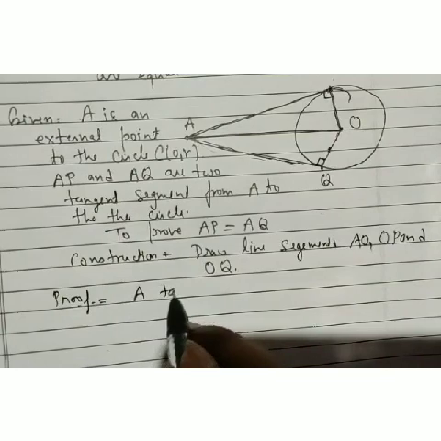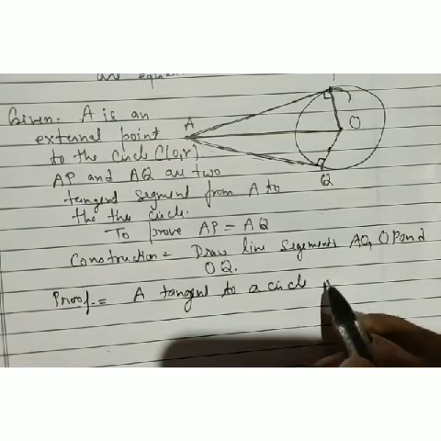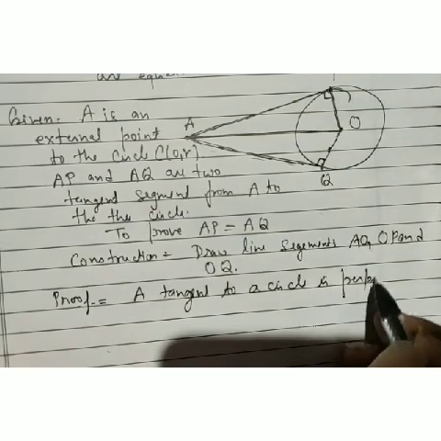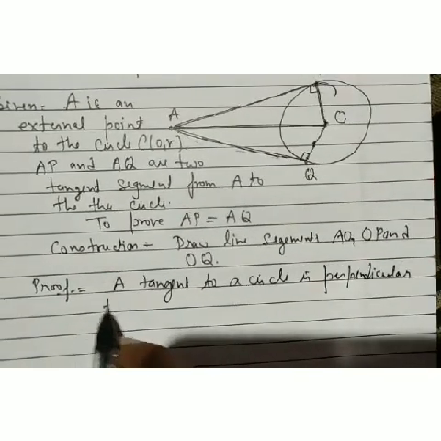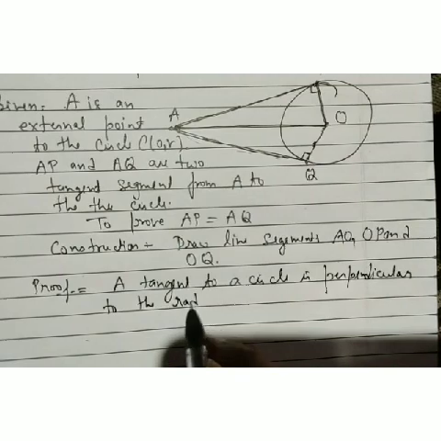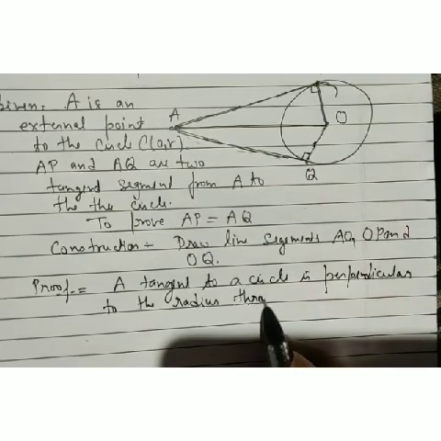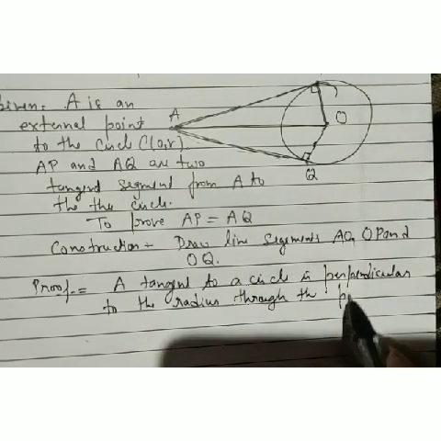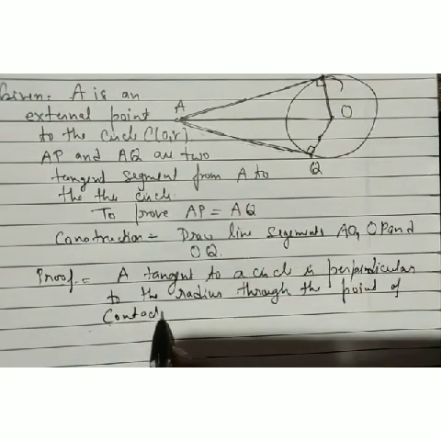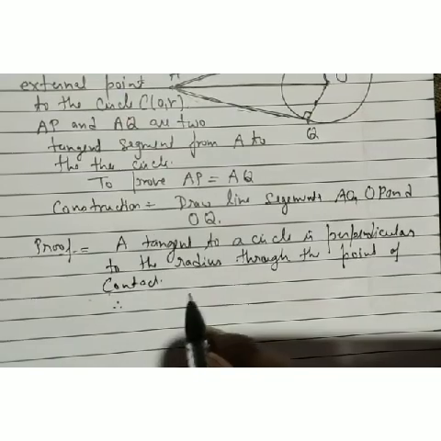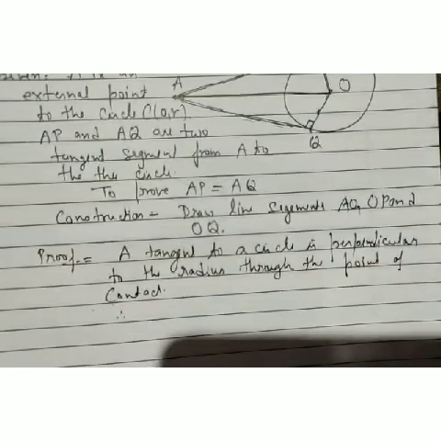We know that a tangent to a circle is perpendicular to the radius through the point of contact. Then what do we have? Angle OPA and angle OQA are both equal to 90 degrees.